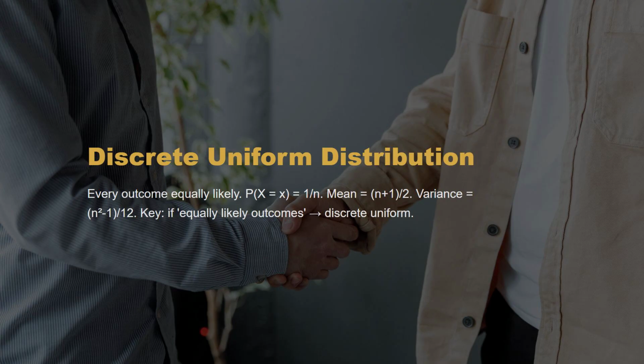For the CFA exam, the key properties are mean equals (n plus 1) divided by 2 for outcomes 1 through n. Variance equals (n squared minus 1) divided by 12. The exam rarely tests calculations here. What they test is recognition. If the question says outcomes are equally likely, you should immediately think discrete uniform.